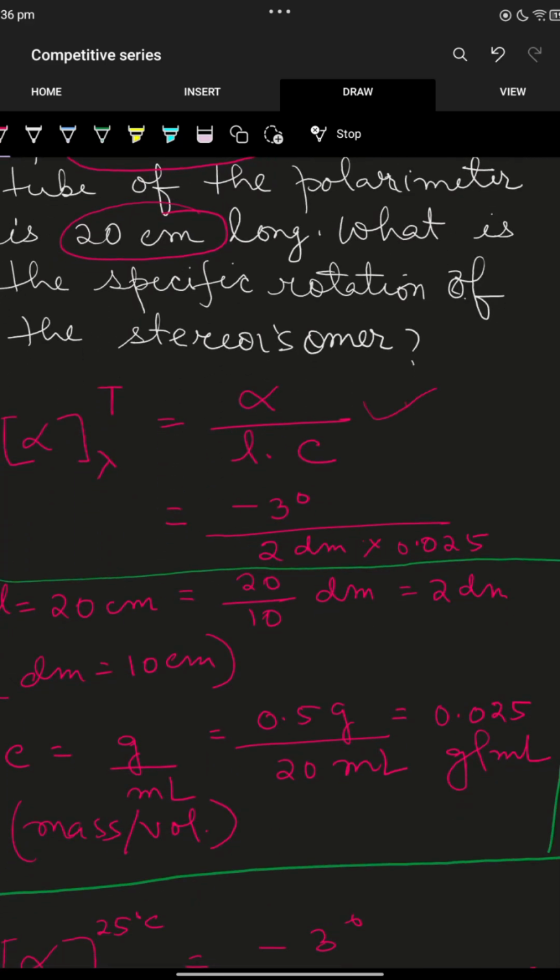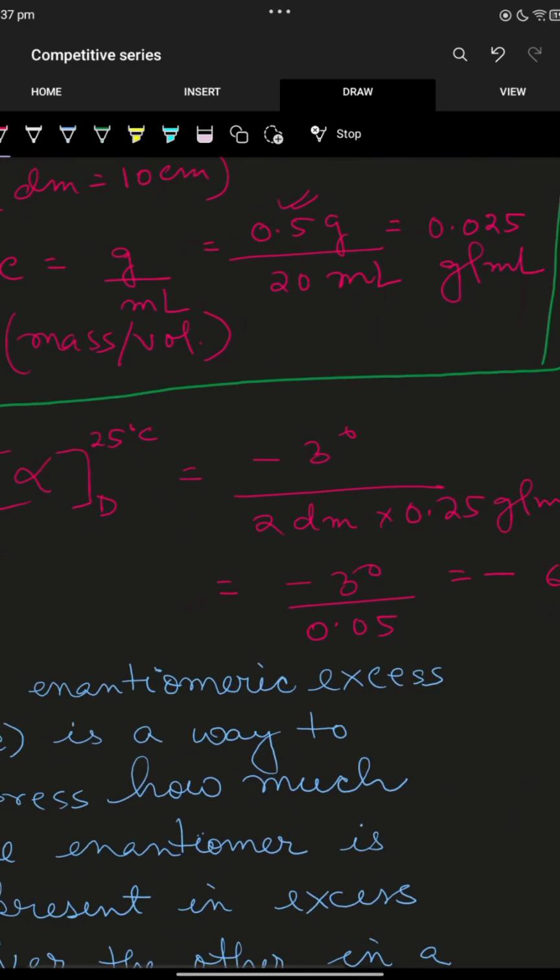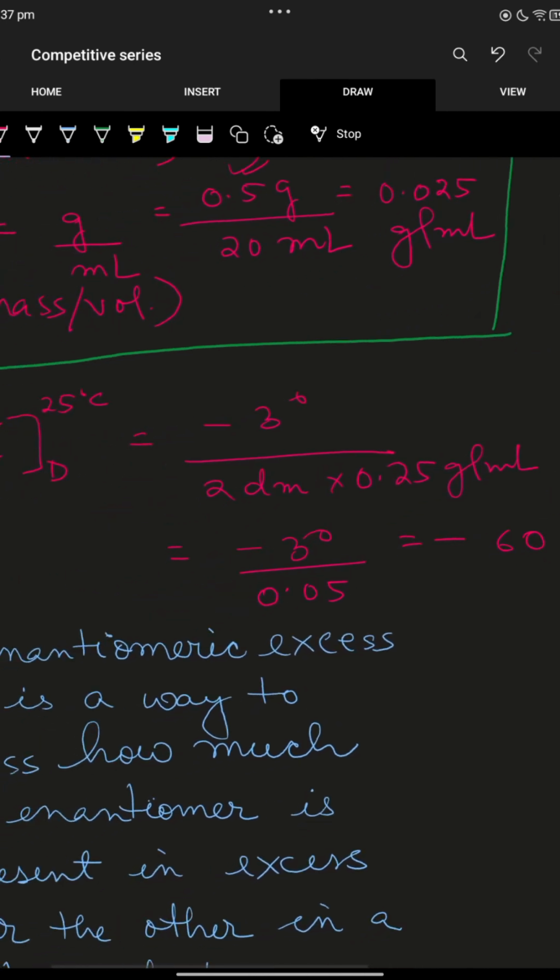Place it in the formula directly. Alpha is already given. L is given in centimeter, converted to decimeter. So 1 decimeter is equal to 10 centimeter, so 20 centimeter will be equal to 2 decimeter. Now concentration will be mass by volume. Mass is given, 0.5 gram. Volume of the solution is 20 ml. So it will be 0.025 gram per ml, that is 0.5 by 20. Now when you place the values, you will get the specific rotation. This is the specific rotation, minus 60 degree.